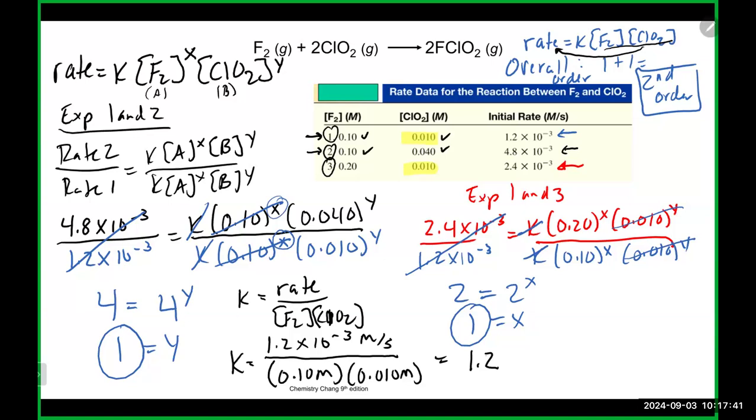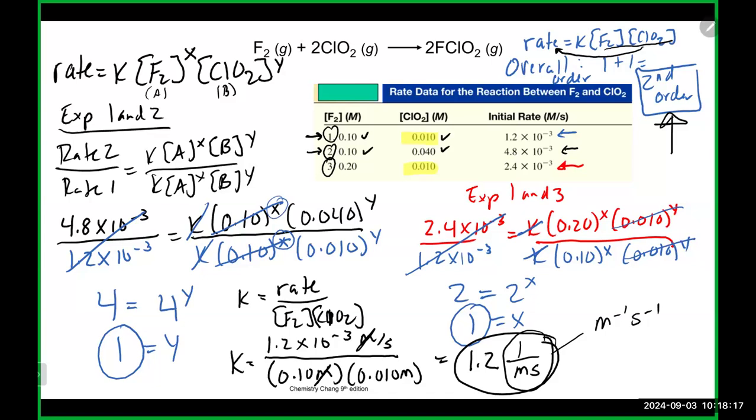Now, the units for the rate constant are really important as well. Unit-wise, the molarity on top and one of the molarities on the bottom will cancel each other out, and that will leave you 1 over molar seconds as your units. Or sometimes people will write M to the minus 1 s to the minus 1, whichever way you want to do it. That is, as we will see, the very common units associated with a second order reaction overall.